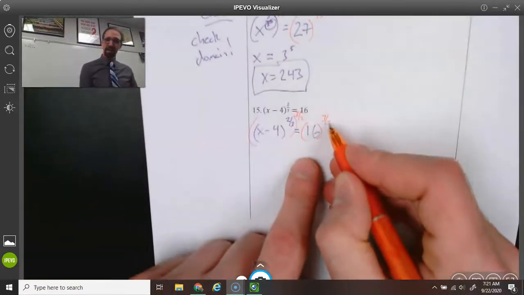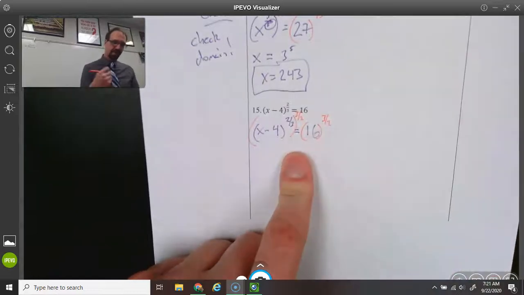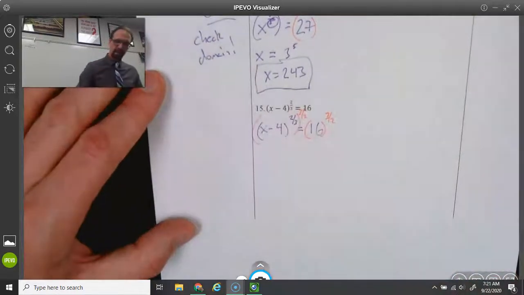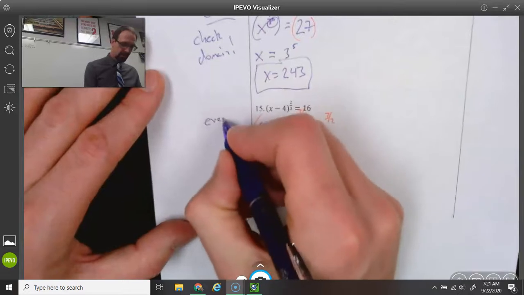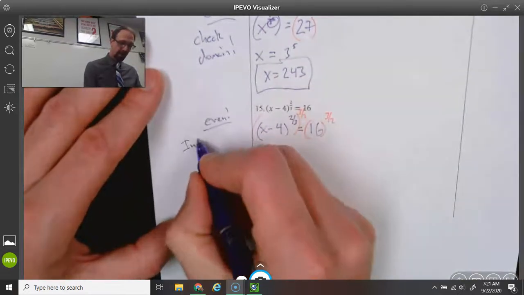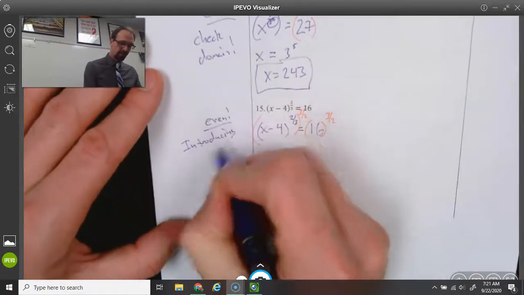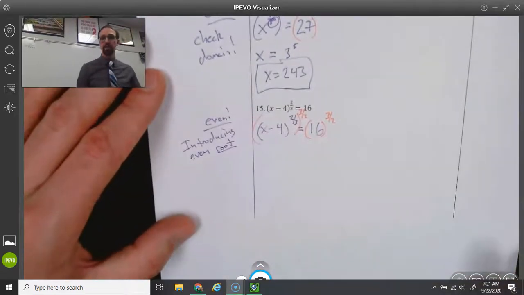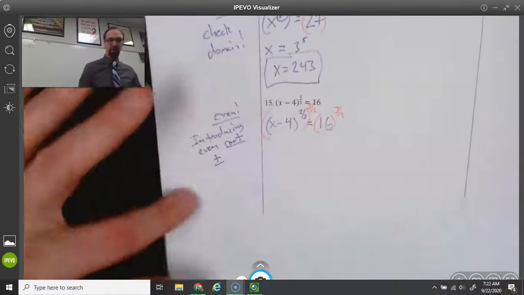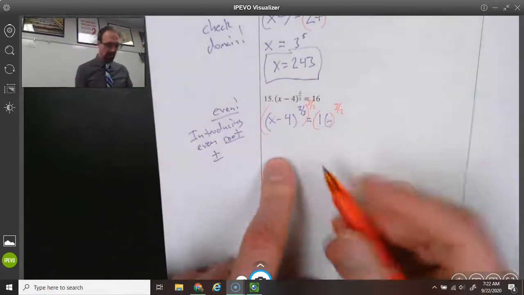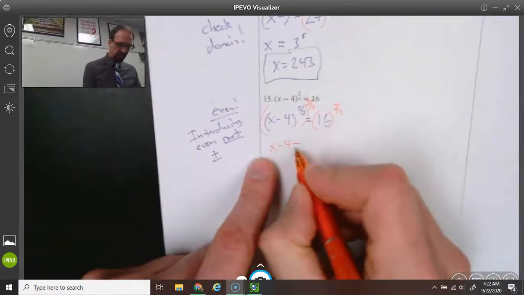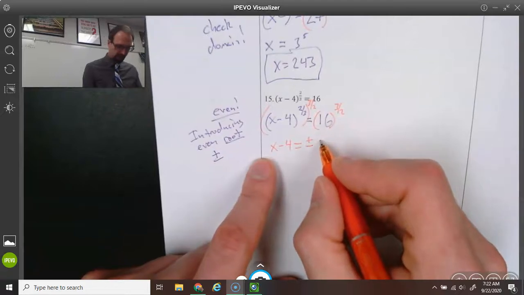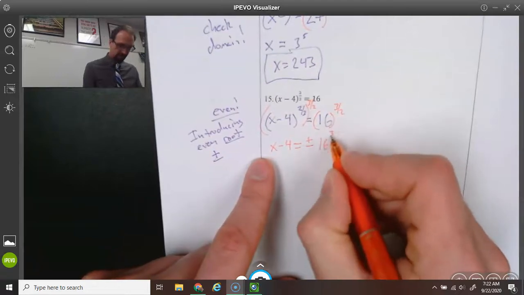If we're taking an even root, remember, if we take the square root, we're introducing an even power. So check. If you're introducing an even root, then we need to check both plus and minus. So now I have x minus 4 is equal to plus or minus 16 to the 3/2 power.